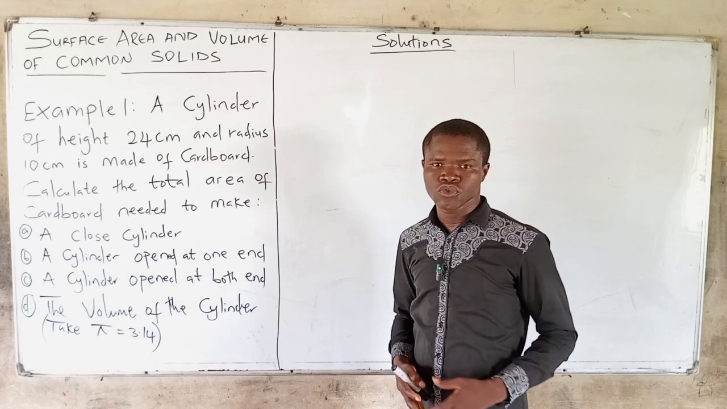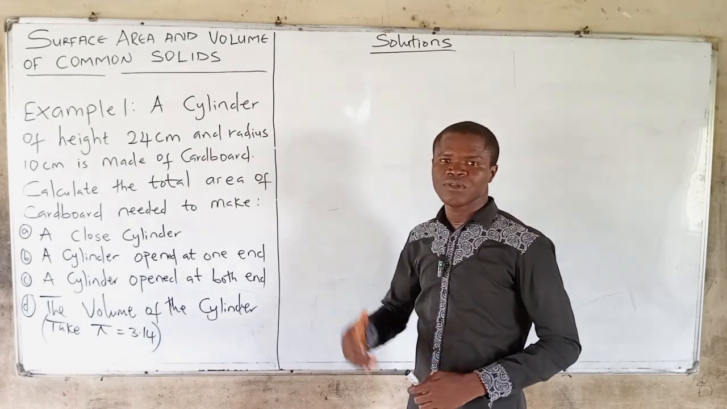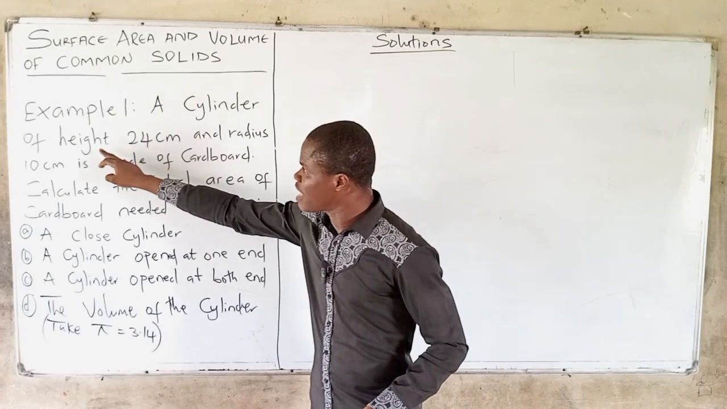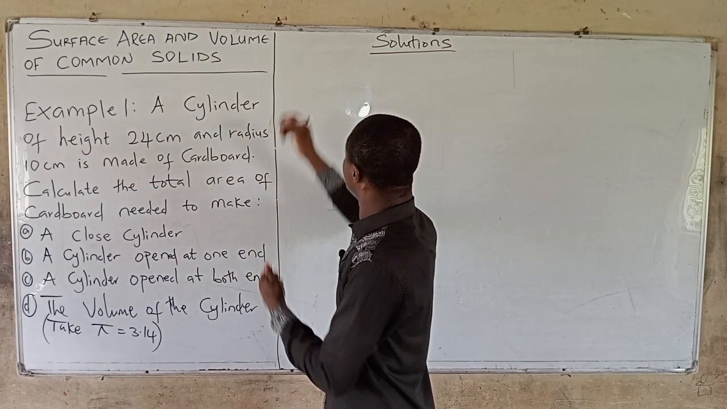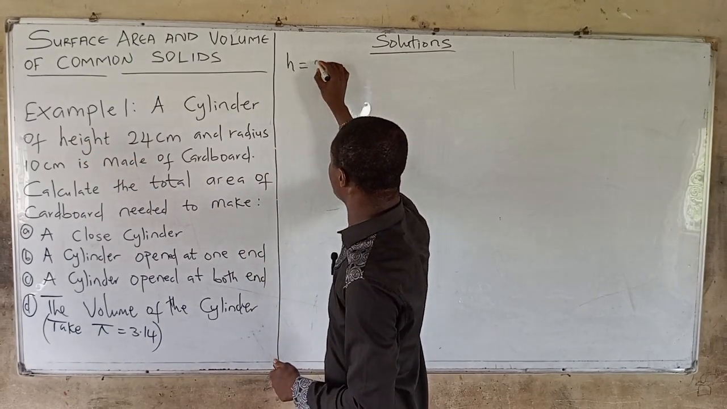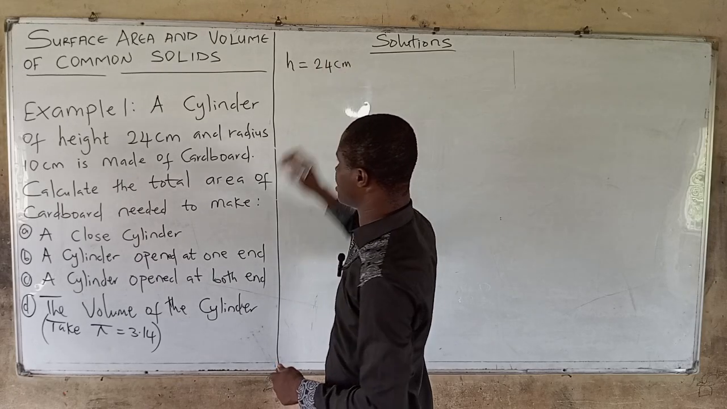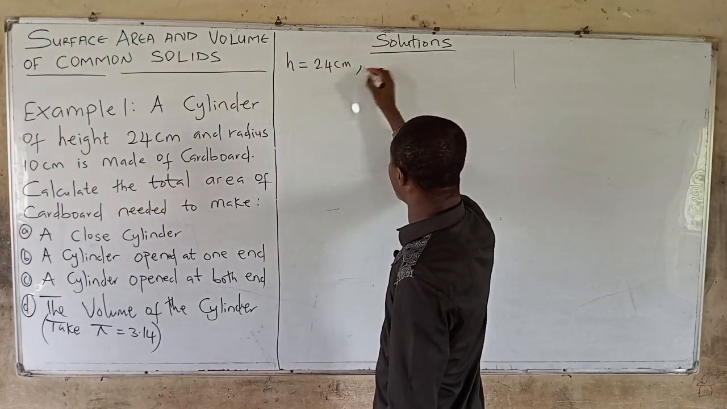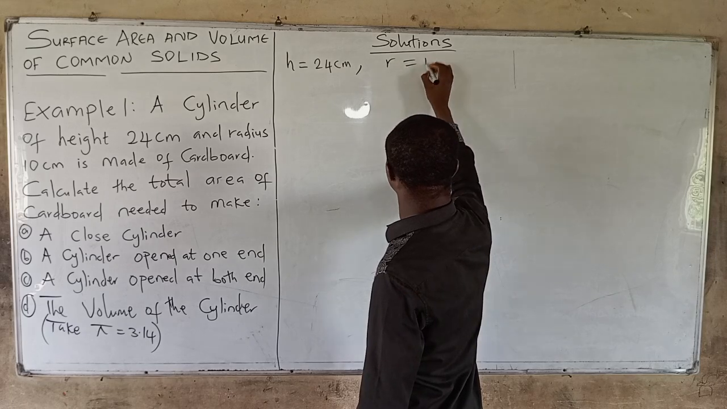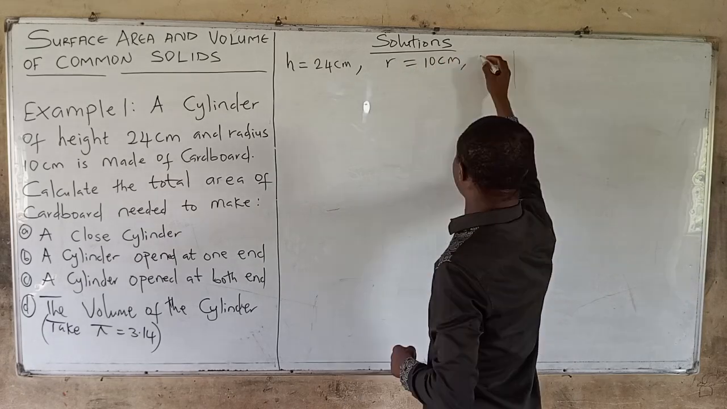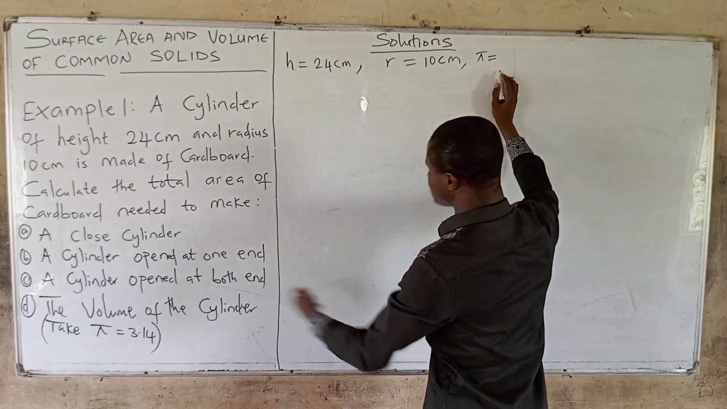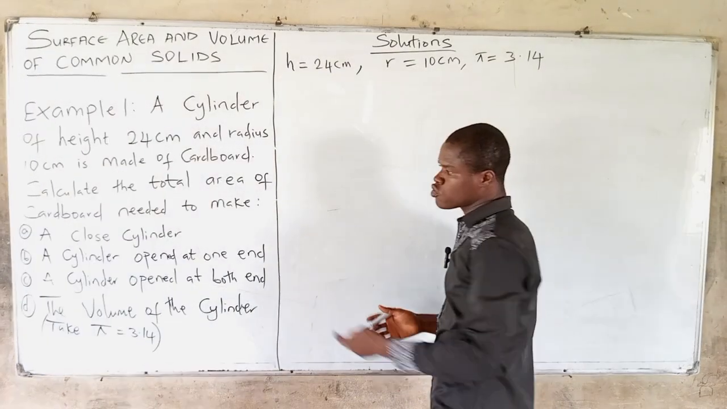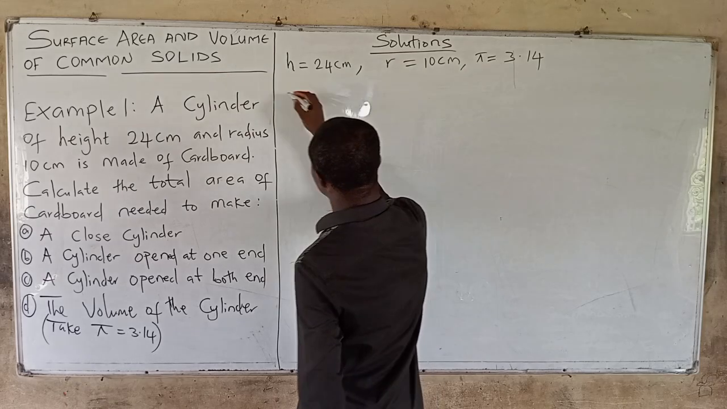So the first thing to do is to write down your parameters. What I mean by parameters is they gave us the height to be 24, so you say h is equal to 24 centimeter. They also gave us the radius to be 10 centimeters, so you say, comma, radius is equal to 10 centimeter. Pi, we are given to be 3.14. So let's now go and solve the first question.